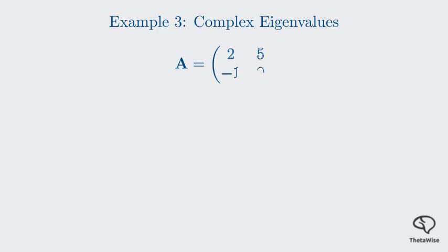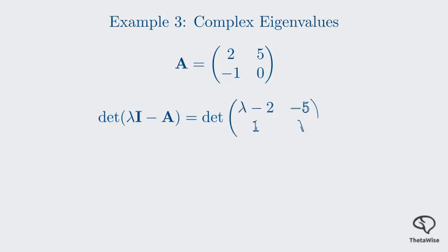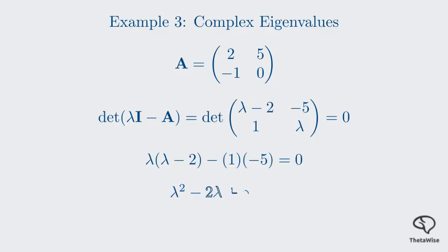Let's also look at a case with complex eigenvalues, which will be important later when we discuss eigenvectors. Consider the matrix A equals 2, 5, -1, 0. Again, we start with the characteristic equation. This is the determinant of lambda I minus A equals 0. Calculating the determinant gives us lambda times lambda minus 2 minus -5 equals 0. This simplifies to the quadratic equation lambda squared minus 2 lambda plus 5 equals 0.